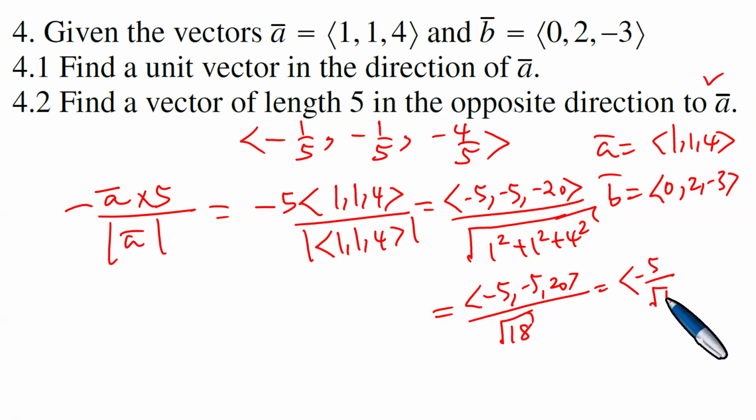Minus 5 out of the square root of 18. Minus 20 out of the square root of 18. So this is minus 5 out of the square root of 18, and okay, so yeah, this is minus 20. So this is actually minus 20 over the square root of 18.